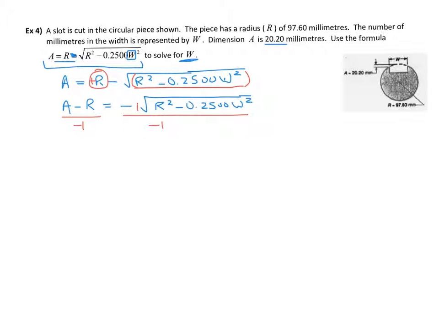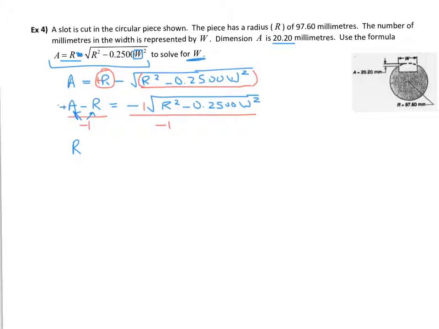Okay, and dividing both of these by -1, the negative R divided by -1 will be positive R, and then the positive A divided by -1 would be a minus A. So I'm just simplifying that so that I don't have to work with a fraction there. And that's going to equal the square root of R squared minus 0.2500. I'm not sure why we have these extra 0's there. W squared.